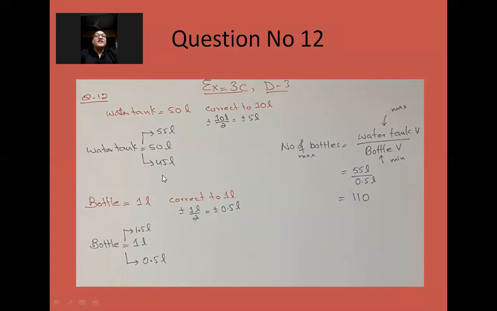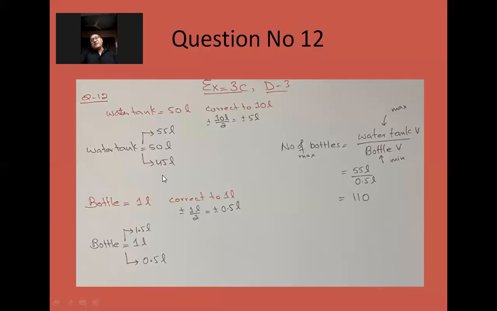Now he wants the number of bottles, and he wants the maximum number of bottles possible. The number of bottles, the formula will be the volume of the water tank divided by the volume of the bottle. So it's a division. In this formula, we have division. Water tank's volume divided by the bottle volume.